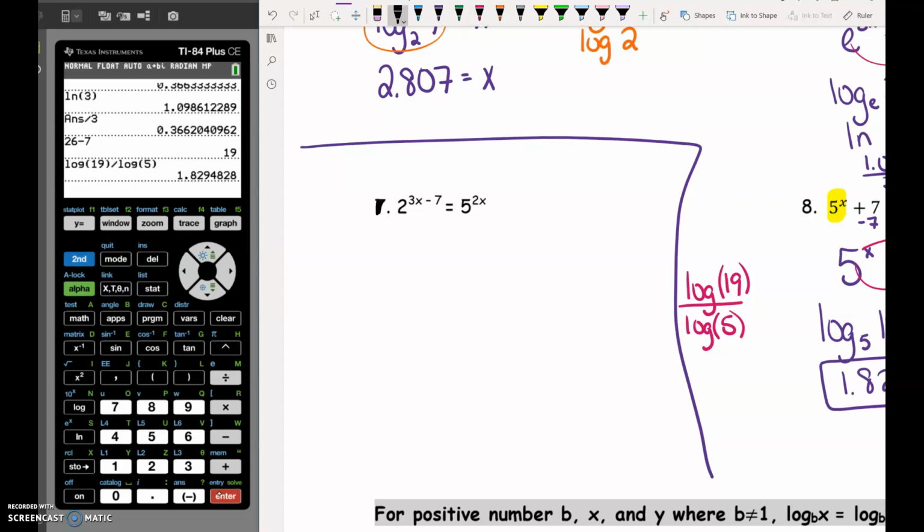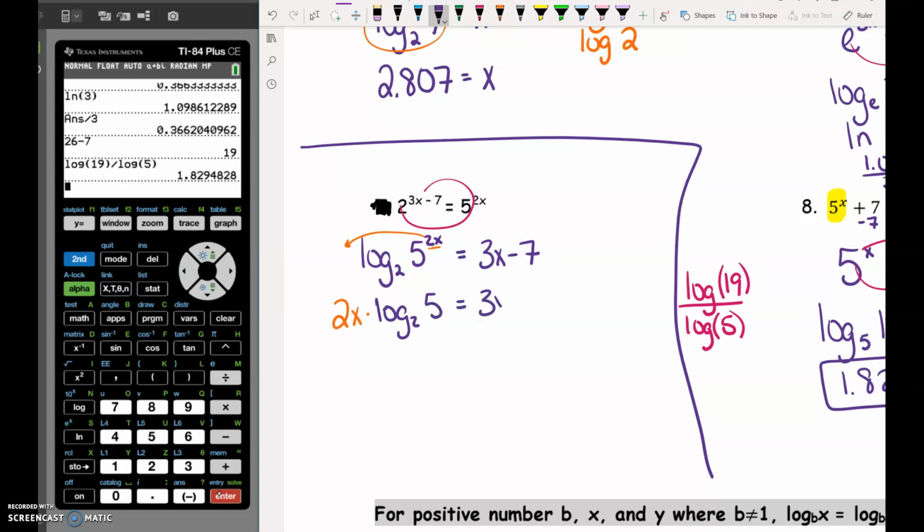And honestly, this 7 kind of is confusing right there, so I'm just going to cross that out. Woo! Okay, log base 2 of 5 to the 2x equals 3x minus 7. Now, do you remember when we expanded and condensed? If you've got something in an exponent inside a log, that thing is going to move out in front. So this is 2x times the log base 2 of 5 equals 3x minus 7.